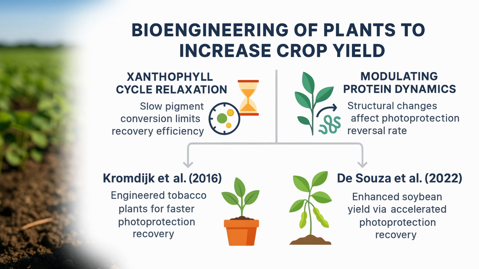The 2016 and 2022 studies by Kromdijk et al. and D'Souza et al. explore this concept in detail. The first, "Improving photosynthesis and crop productivity by accelerating recovery from photoprotection," investigates the bioengineering of tobacco plants to accelerate photoprotective recovery. The second, "Soybean photosynthesis and crop yield are improved by accelerating recovery from photoprotection," examines whether similar modifications can translate into tangible yield gains in a major food crop, soybean.